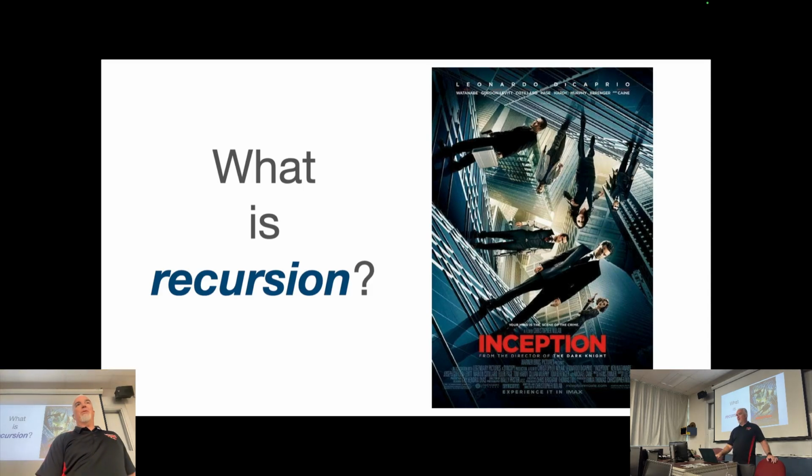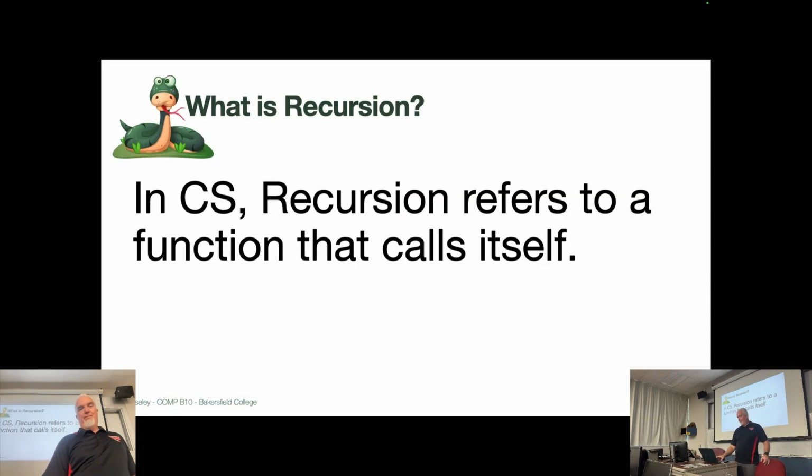What is it in computer science? What does it look like in code? It's not that complicated in terms of code. It's just a little weird when you start to think about it. In computer science, recursion refers to a function that calls itself. What?